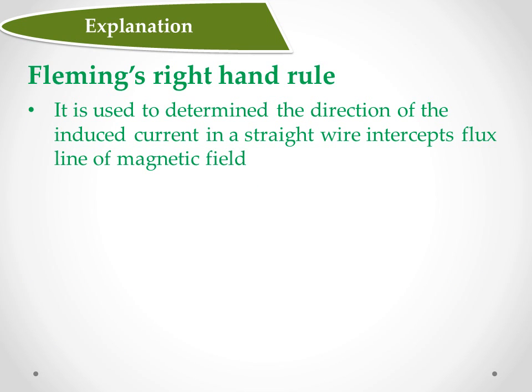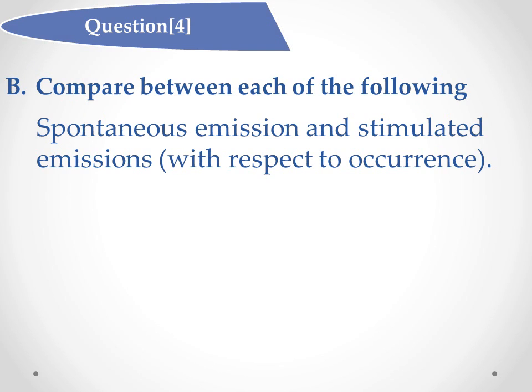Explanation. Fleming's right-hand rule. It is used to determine the direction of the induced current in a straight wire that intercepts flux lines of a magnetic field. Explanation. Force between two straight line wires carrying current.